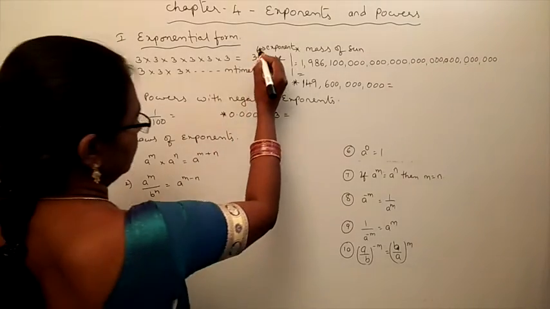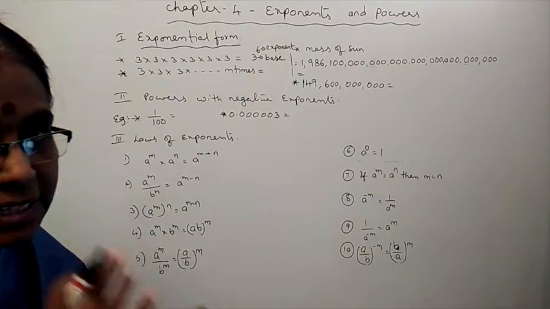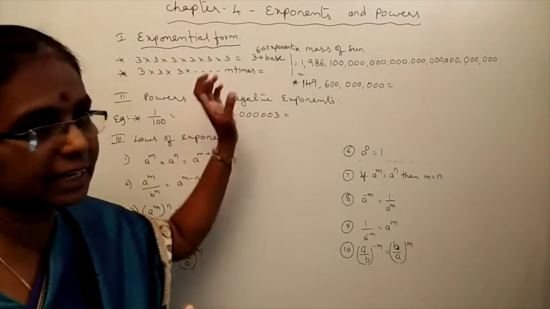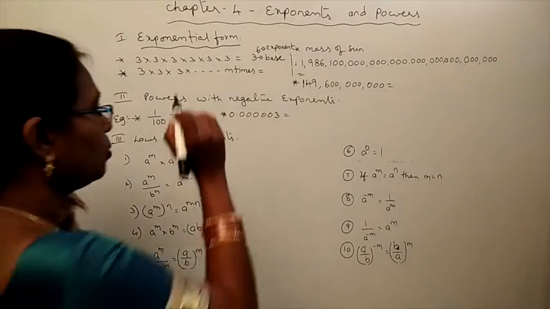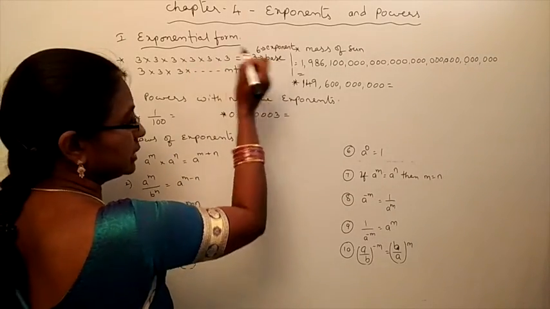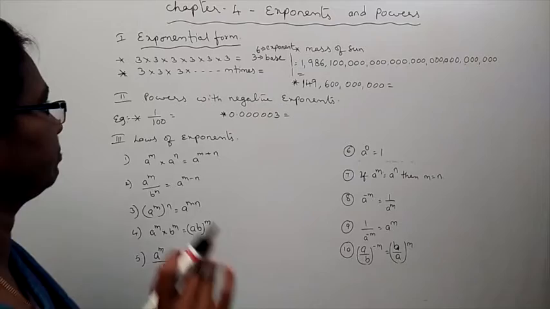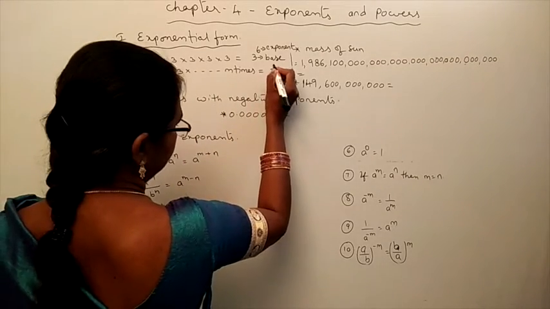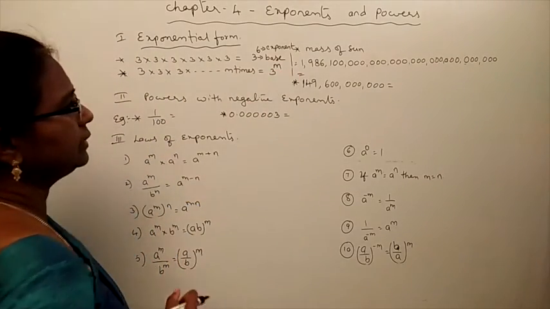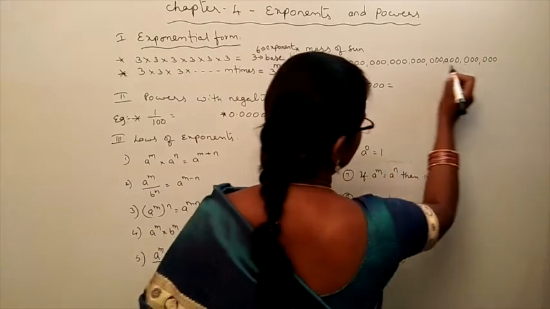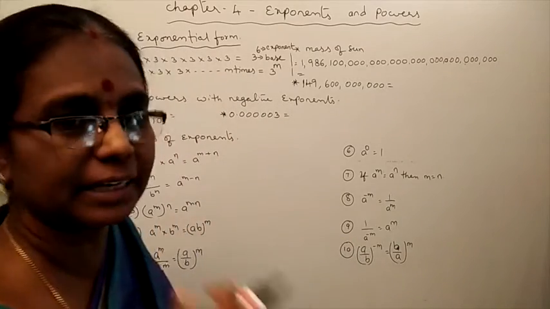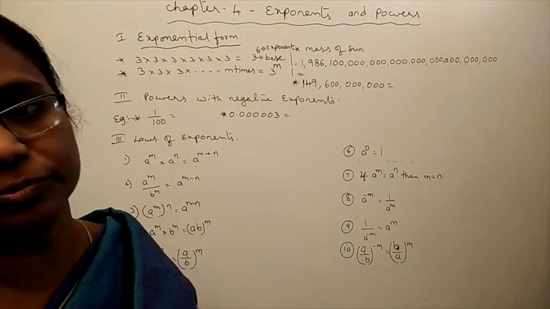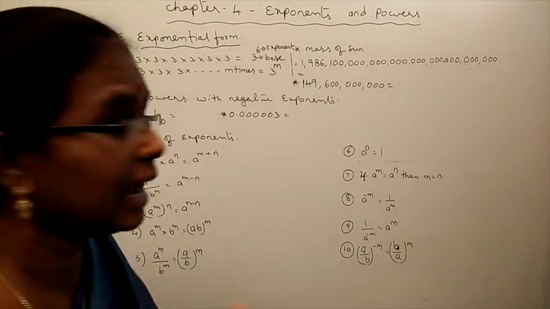Now 3 to the power of 6 means the number which is repeated, that we write as the base, and how many times it is repeated in the product, 6 times, that we write as the power. Now 3 into 3 into 3, m times, we write as 3 to the power of m. Writing it out is very difficult to read, write and understand, so we write in exponential form; then it is very easy to read and understand.